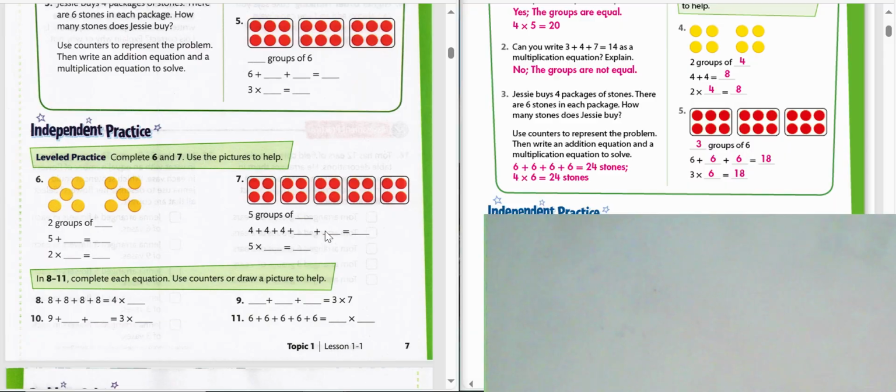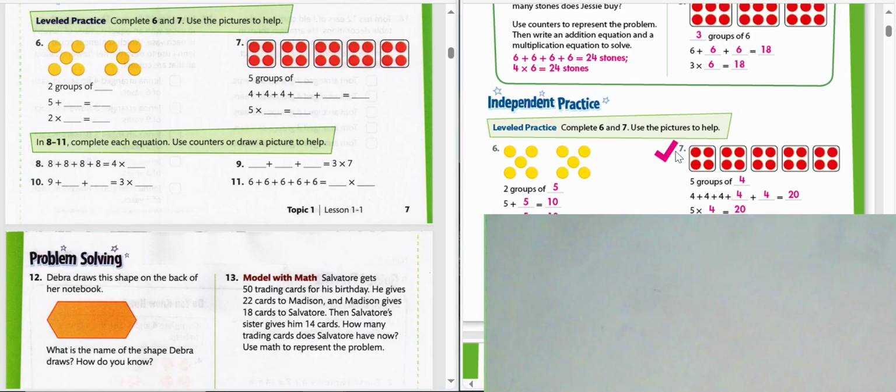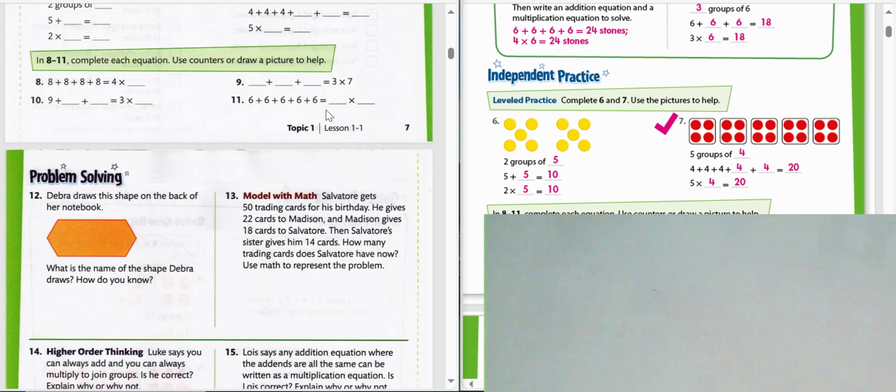An independent practice about this example, it's very easy to solve. We have here 2 groups. Each group contains 5 elements. Then 5 plus 5 equals 10. 2 times 5 equals 10. Okay. Then question number 7. Complete 6 and 7. Question number 7, we have 5 groups. Each group contains 4 elements. 4 plus 4 plus 4 plus 4 plus 4 equals what? 5 times 4 equals 20. Then the answer here will be 20.